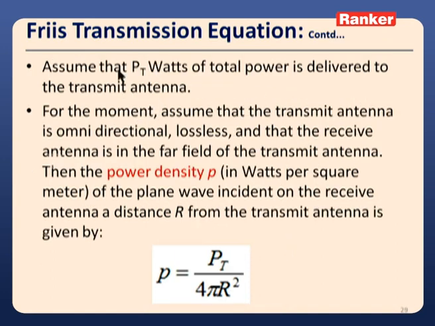Now let us assume that the power Pt, that is the total power in watts, is delivered to the transmitting antenna. Whenever this power is delivered to the transmitting antenna, if we are going to calculate the power density, it is nothing but the power per area. So the power density is equal to the power transmitted divided by the area of the radiation. What is the area of the radiation? Here we are assuming that the radiation is like a sphere. So the surface area of the sphere is 4 pi r square.